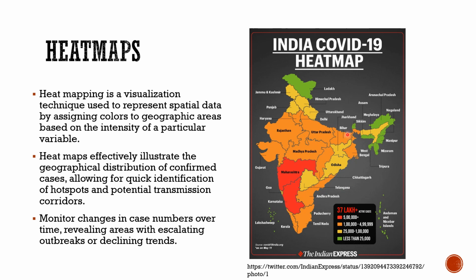Here is a COVID-19 heat map of the number of COVID cases in India. Cases less than 25,000 are represented in green. Cases between 25,000 to 1 lakh are represented in yellow. Cases ranging from 1 lakh to 4,99,999 are represented with a darker shade of yellow, and cases more than 5 lakh are represented in red.